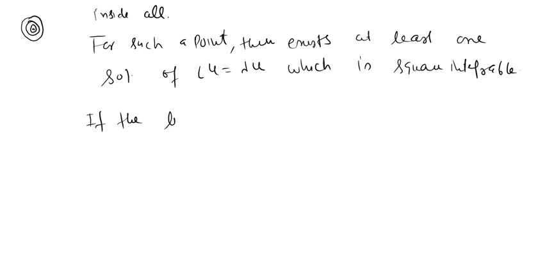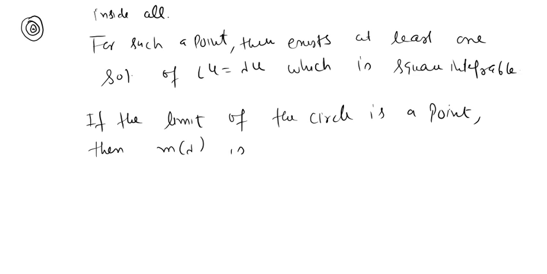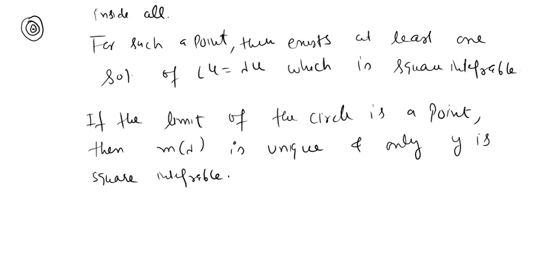So if the limit of the circle is a point, then the Weyl-Titchmarsh function m lambda is unique, and only then is y square integrable and y solves the equation LU equal to lambda U. This is called the limit point case.